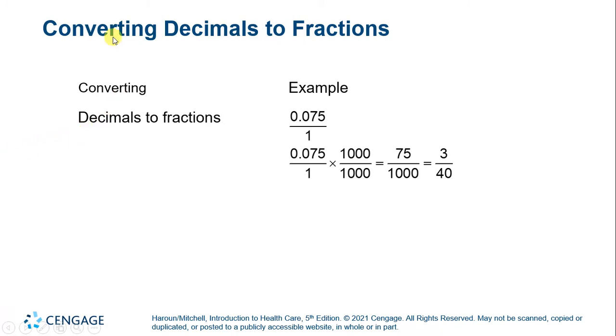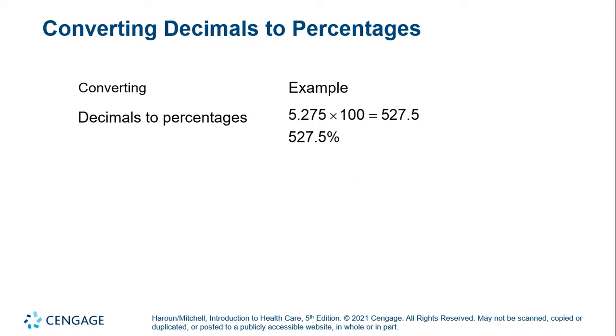So here is an example of converting decimals to fractions. Okay. Decimals to percentages. This is pretty tricky. You do have to be careful when you're converting decimals to percentages. 5.275, that's 5 whole. Okay, 500%. So you need to keep that in mind. You multiply by 100 to get the percentage.